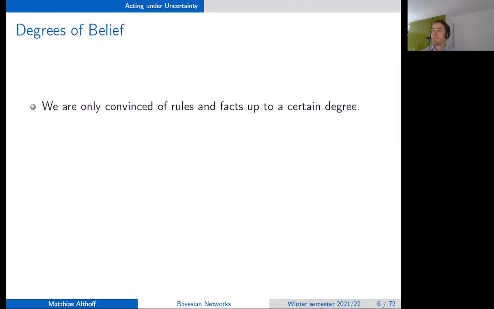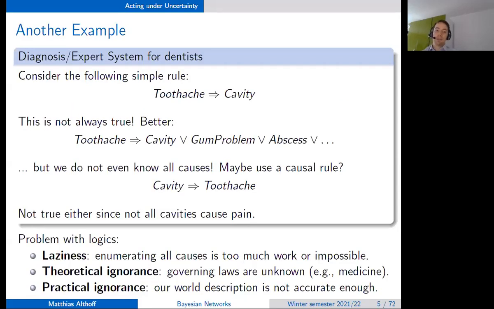Okay. Yes, so somebody wrote, we cannot know all the causes. Sorry, I've seen this too late. But exactly, that's the governing laws are unknown case.